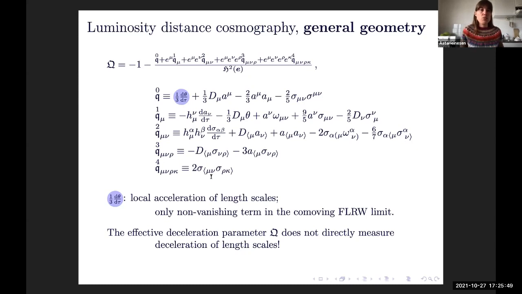And so we see that because we have this hierarchy of correction terms to the effective deceleration parameter as it enters in the luminosity distance cosmography, we can no longer interpret the deceleration parameter as measuring the deceleration of length scales in the observer frame. This is an important realization for model independent data analysis, I would say, since the values that we infer for the deceleration parameter as it enters in the luminosity distance redshift relation is exactly what leads us to conclude things about acceleration of space and dark energy and so on in cosmology.